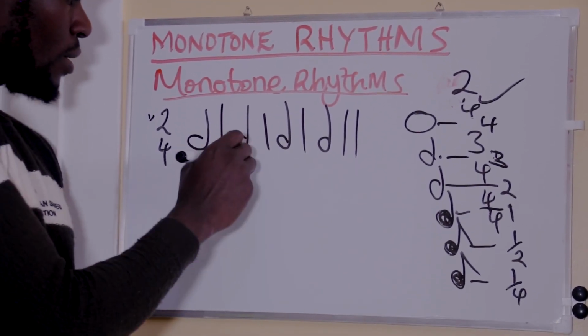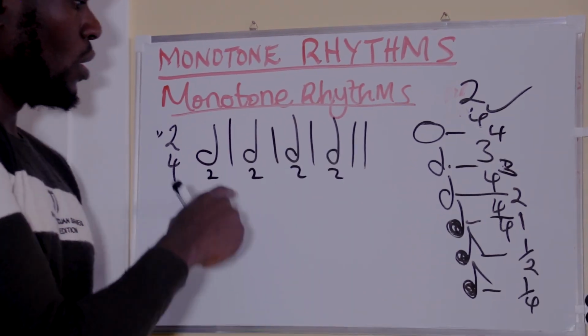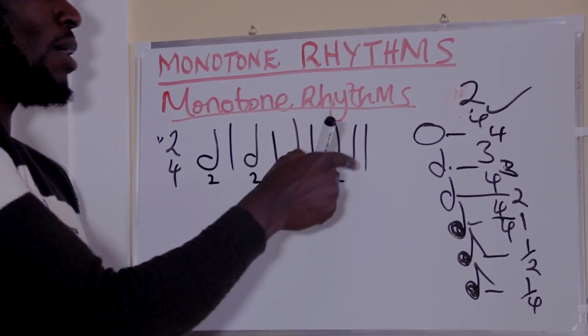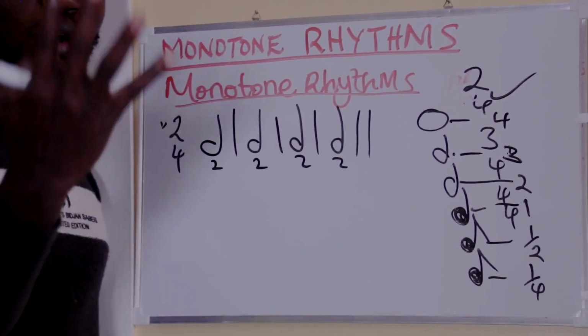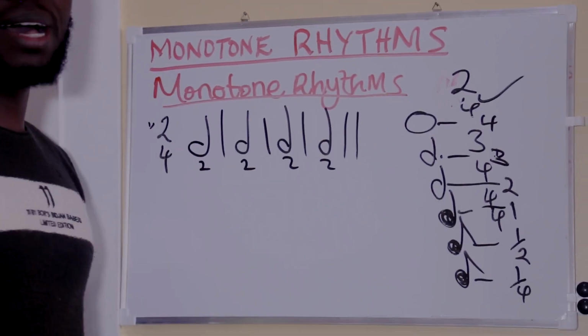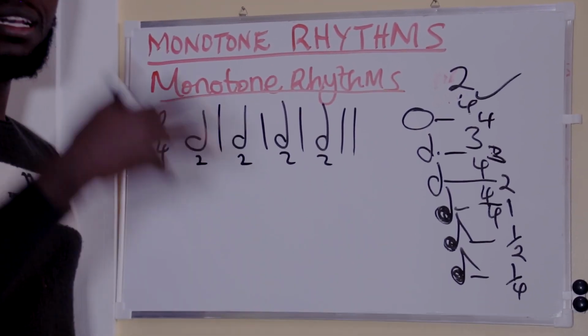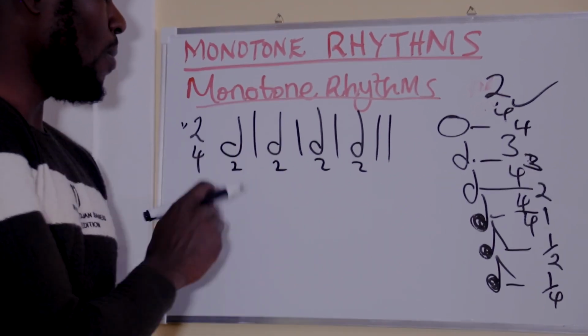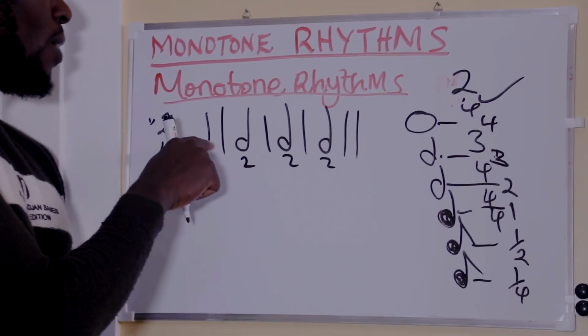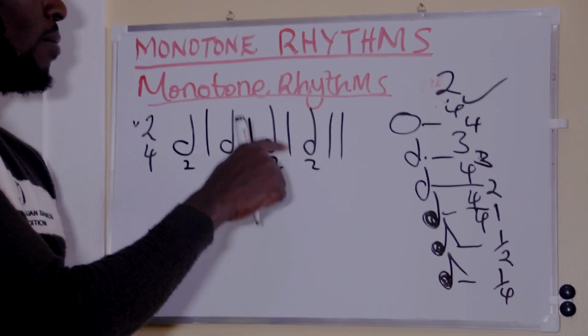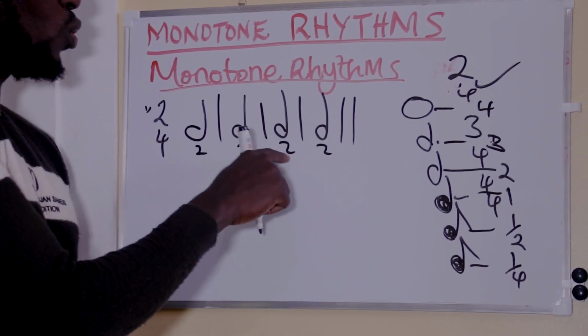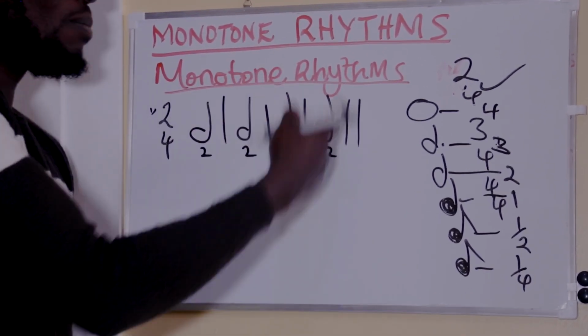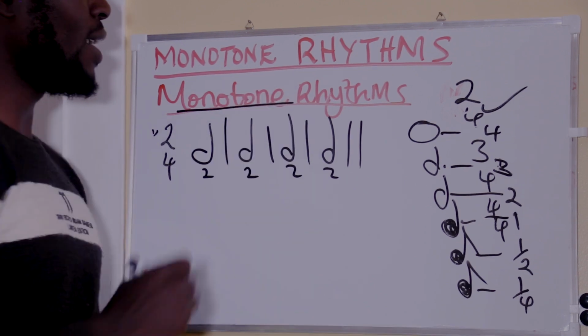You can confirm 2, 2, 2. So these bars are balanced, and remember this one is 4 bars. We can also have 5 bars, 6 bars, 7 bars, 8 bars, 3 bars, and 2 bars. But for this case we are talking about 4 bars. In each and every bar we have a minim, which is equal to 2, 2, 2, 2, and this one now becomes a monotone rhythm.